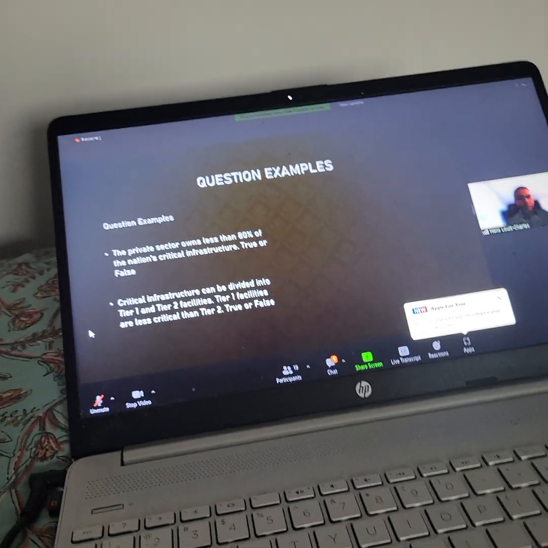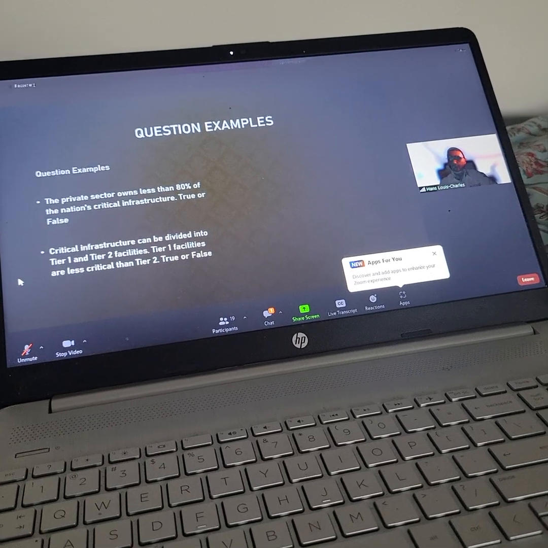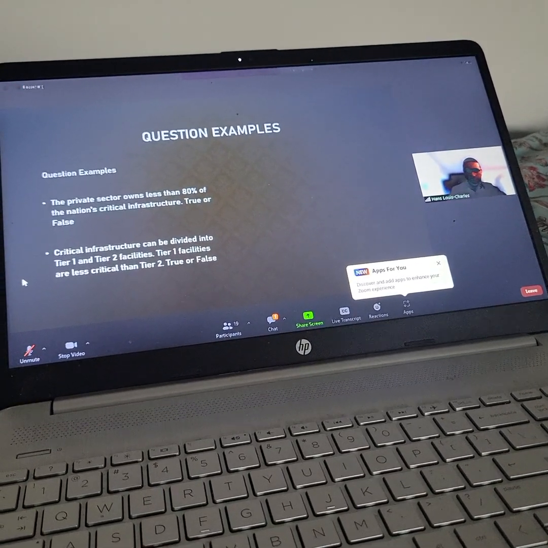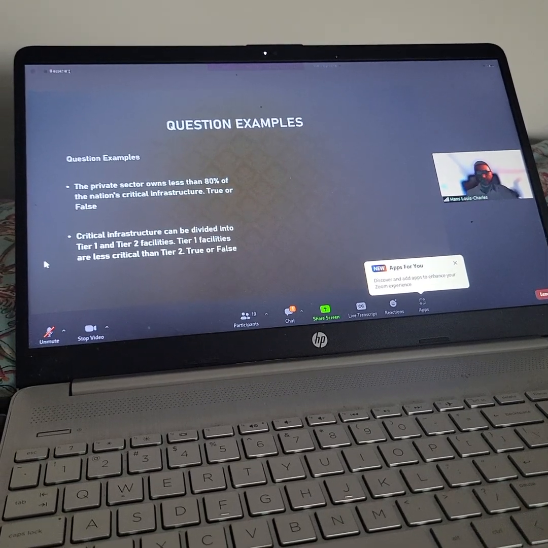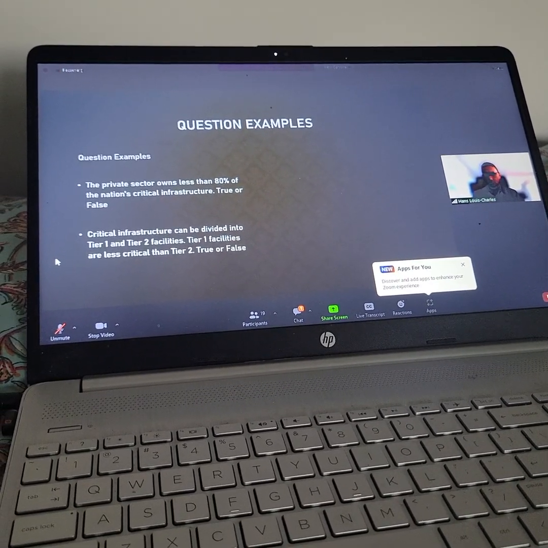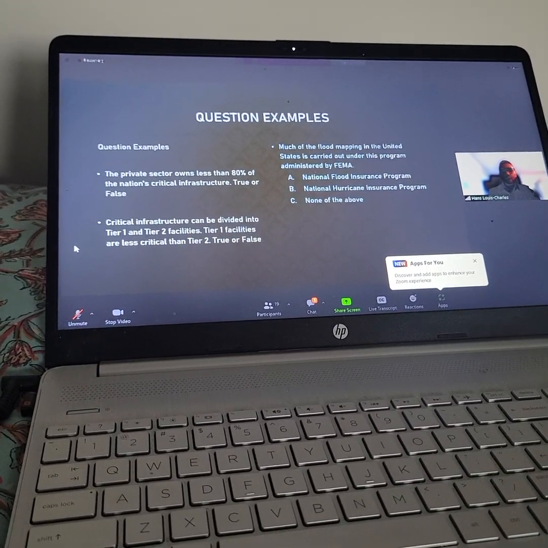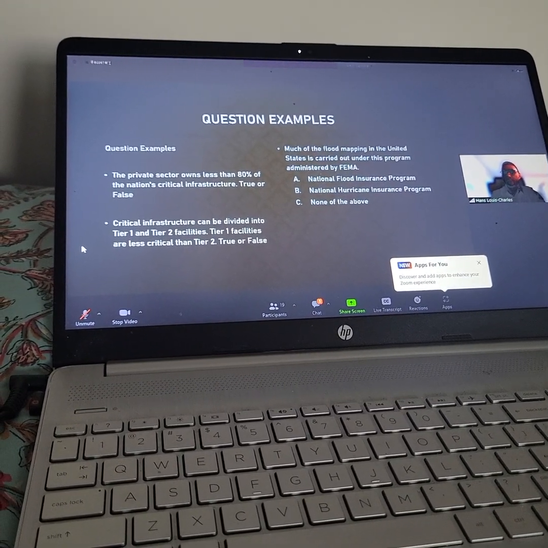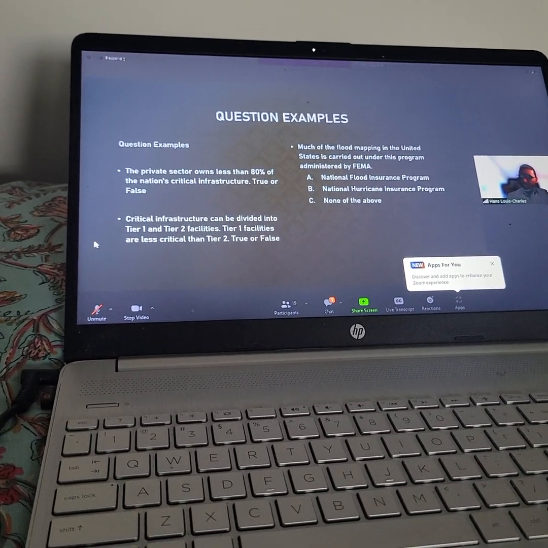Right. Critical infrastructure can be divided into Tier 1 and Tier 2 facilities. Tier 1 facilities are less critical than Tier 2. True or false? I believe that's in Chapter 1 of the Pesch-Cronin book, Marion book. Right. Again, that's the opposite. Much of the flood mapping in the United States is carried out under this program administered by FEMA.